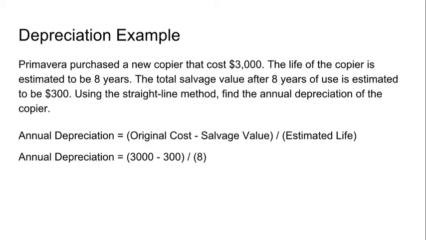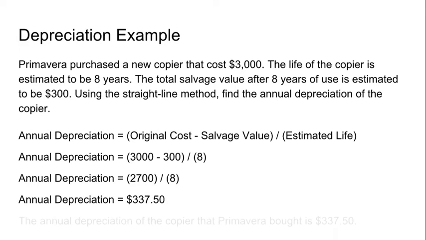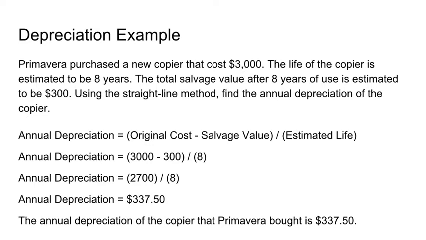So we're going to do our subtraction first, and we get 2,700 divided by 8. We do our division, and we get that the annual depreciation of the copier that Primavera bought is $337.50.